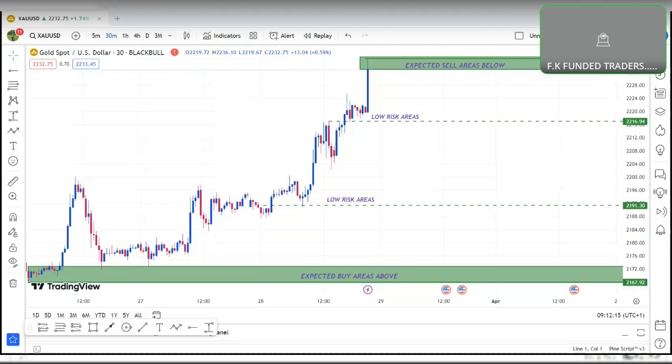So someone is talking about the DXY. DXY, we shall analyze it later. So I'm now going to look at USD JPY. We are looking at USD JPY.